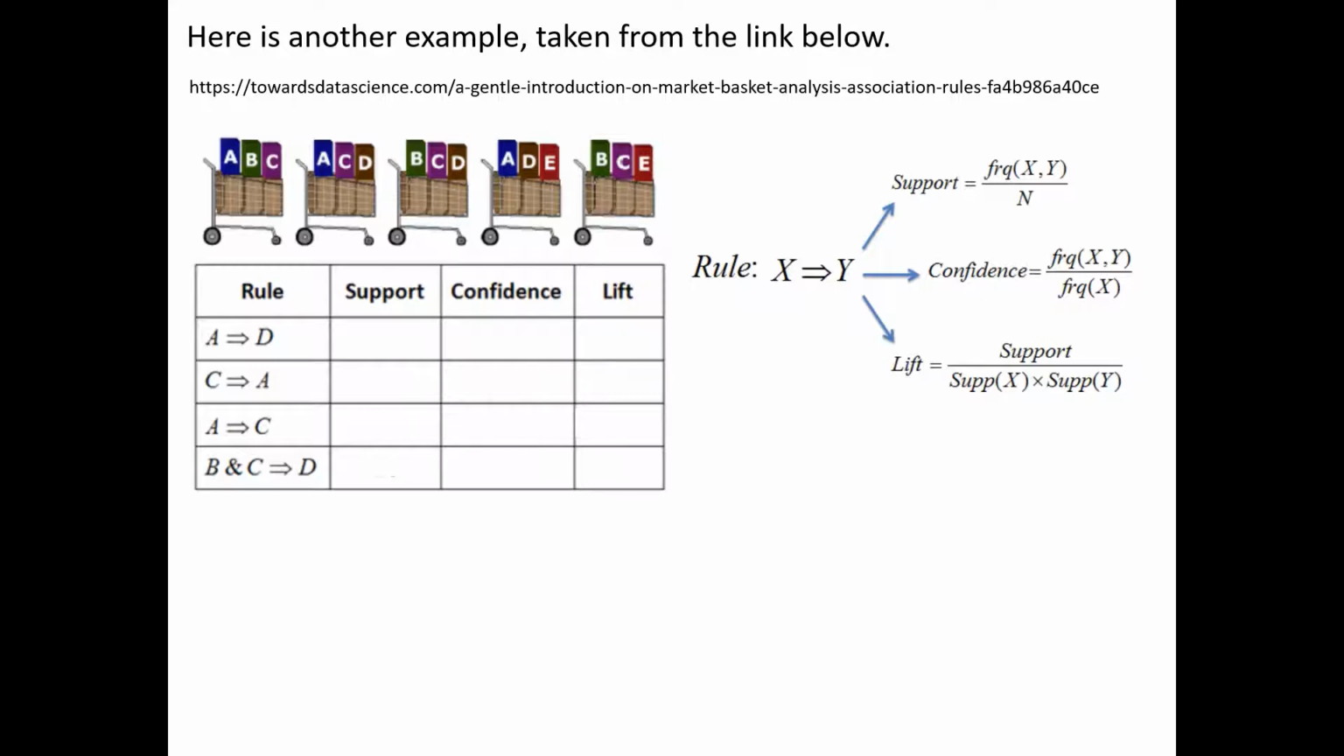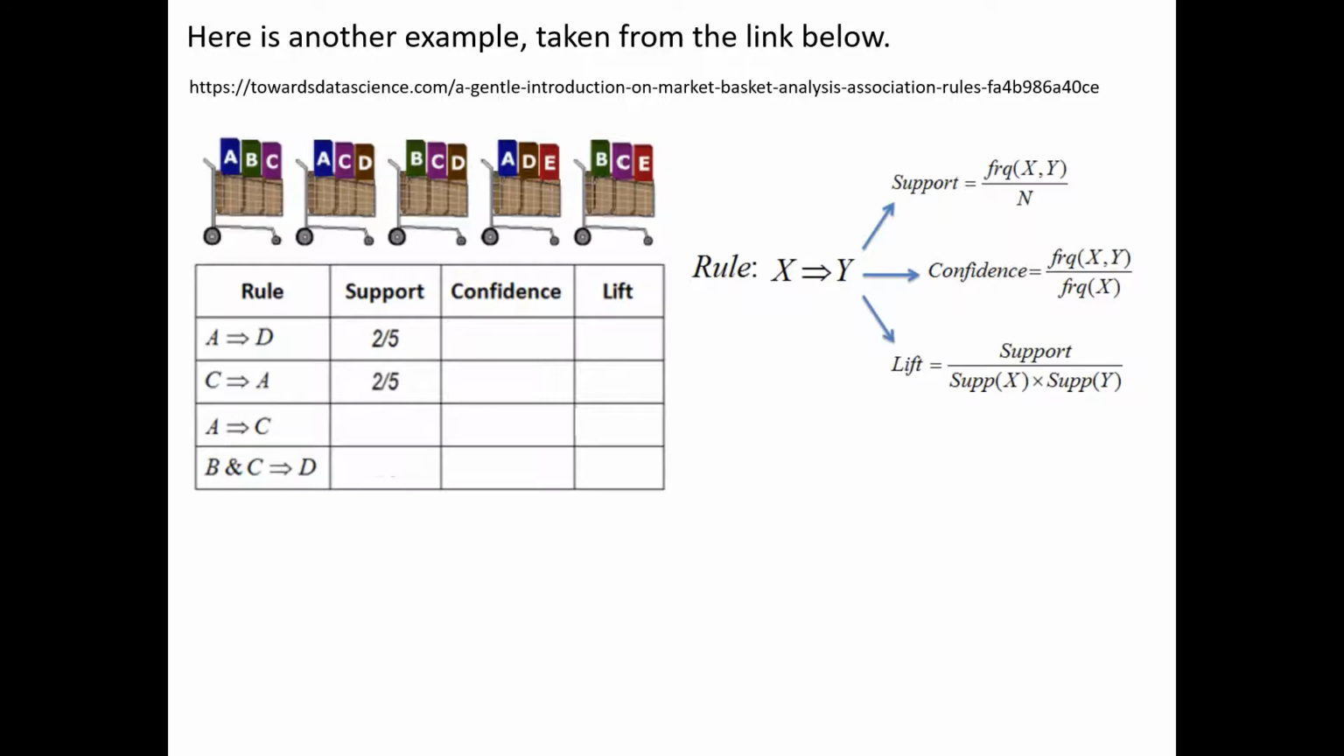Okay, so hopefully you see that it's the same thing, just different notation. Let's first look at the support for A and D. When it comes to support, it doesn't matter which order the two are in. Support is just how many have both A and D in them. We'll look at the shopping carts and find that there's 1, 2. There's 2 of them out of a possible 5, so 2/5 support.